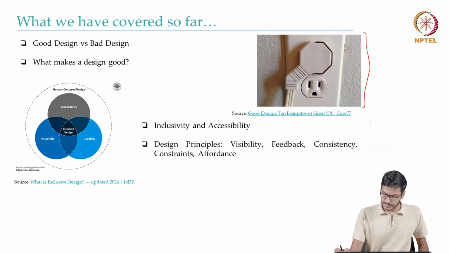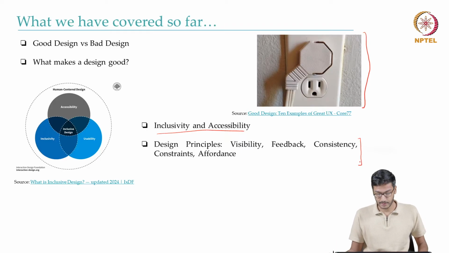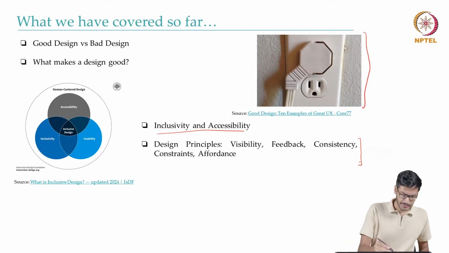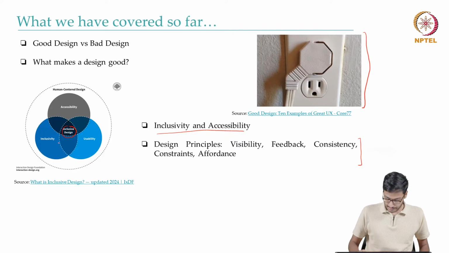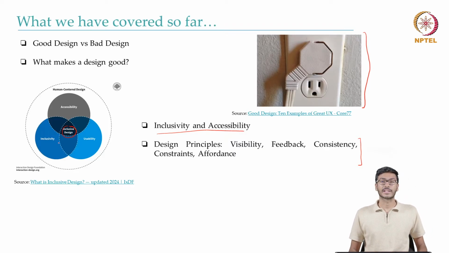And then for the next tutorial, we covered inclusivity and accessibility and some of the design principles, which included visibility, feedback, consistency, constraints, as well as affordance. As you can see in the image here, the inclusive design is actually an intersection of accessibility, inclusivity, as well as usability, and thus improving an overall user experience.